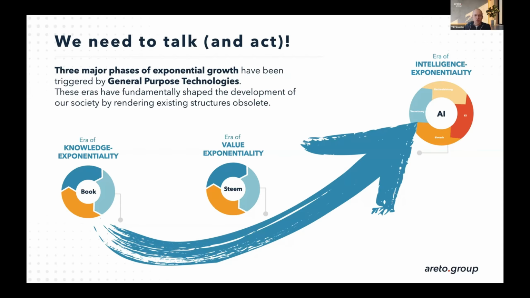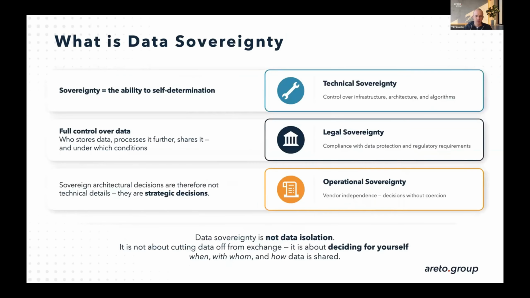And that's precisely why data sovereignty matters, because whoever controls data in the age of AI controls the intelligence and ultimately the decisions. So what exactly do we mean by data sovereignty? At its core, sovereignty means one thing: self-determination.